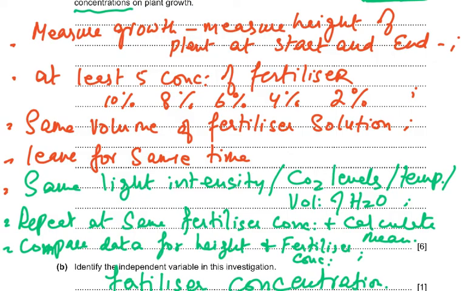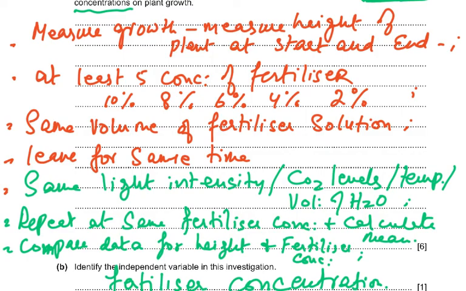Then repeat at the same fertilizer concentration for every fertilizer concentration. I mean for 10% repeated 3 times, for 8% repeated 3 times, for 6% repeated 3 times, for 4% repeated 3 times, for 2% repeated 3 times. And then you compare the data for the height and the fertilizer concentration.